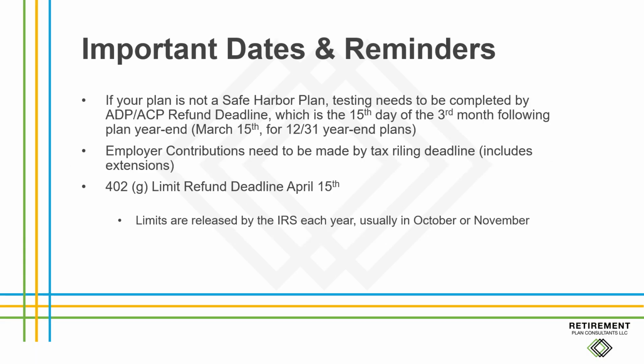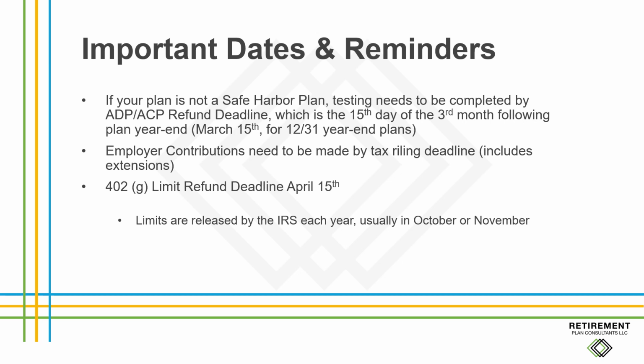A few important dates to cover. If your plan is not a safe harbor plan, testing must be completed by the ADP ACP refund deadline, which is the 15th day of the third month of your plan year in case ADP or ACP refunds are needed. This date would be March 15th for a calendar year-end plan. If your plan is not a safe harbor plan, it is imperative that you complete the census as soon as possible to ensure this deadline is met.